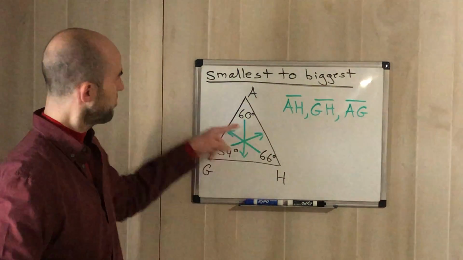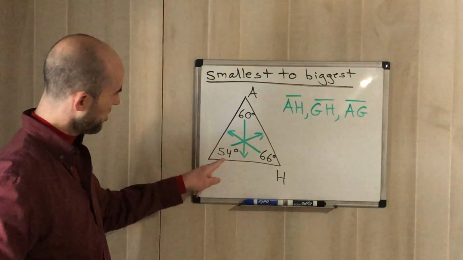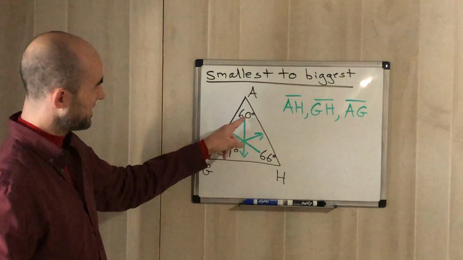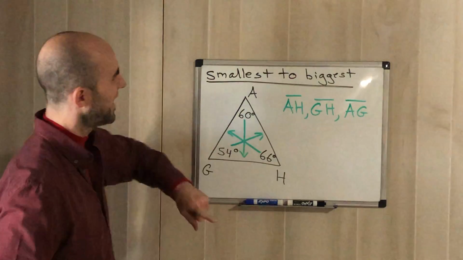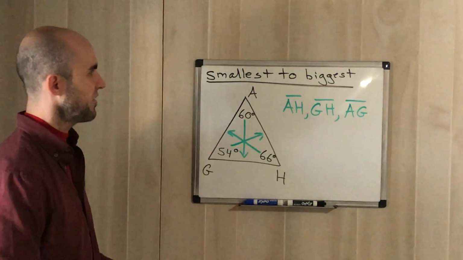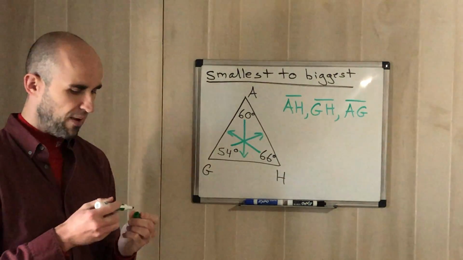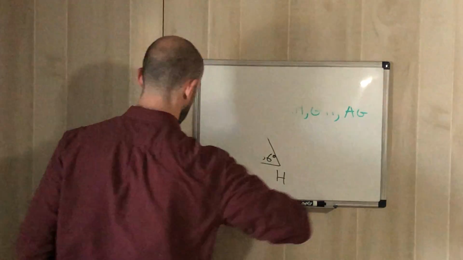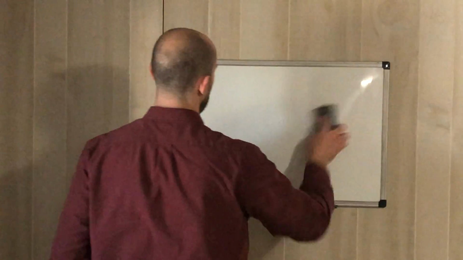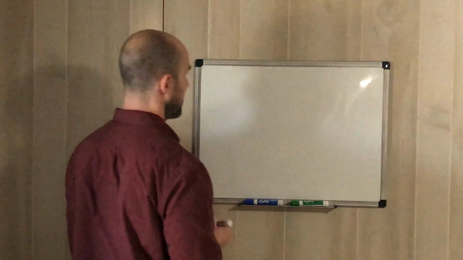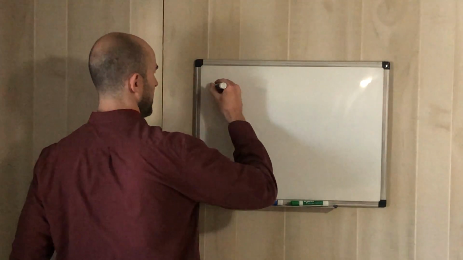So the smallest side we know is AH, because it goes with the 54. Our middle side is GH, because it goes with the 60. Our biggest side, our longest side is AG, because it goes with 66, right? So we listed them from smallest to biggest, shortest to longest, right? Let's try another one, just to see if you guys get comfortable with it. And again, it's just analyzing all the angles all the time, guys. It's getting comfortable with the angles, getting comfortable seeing it, right?